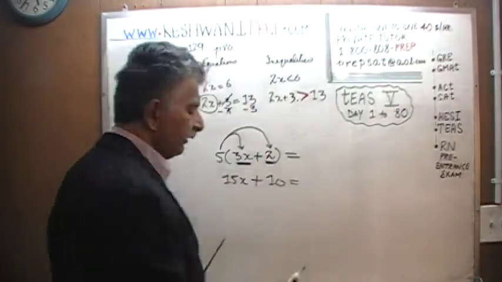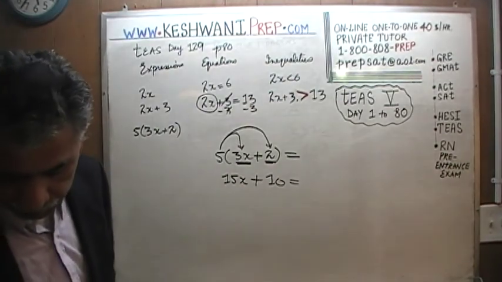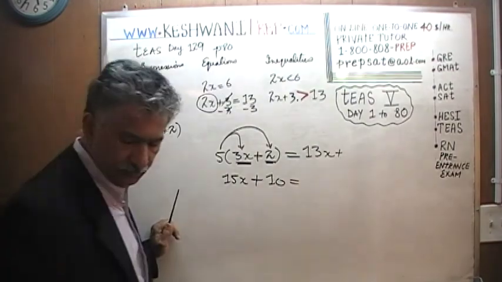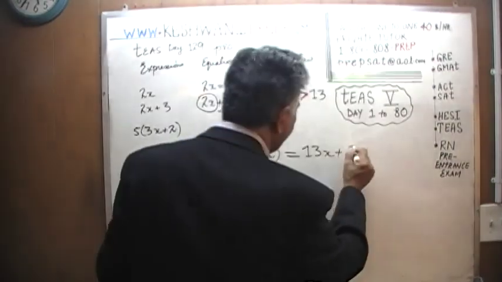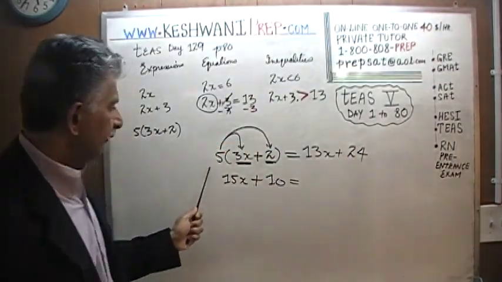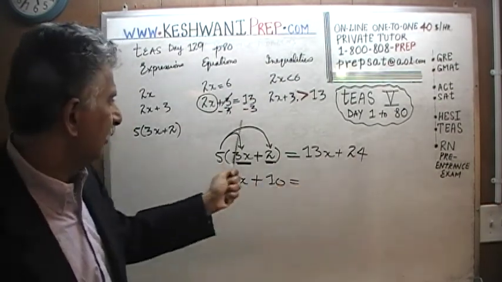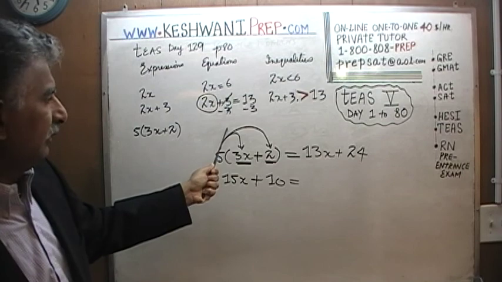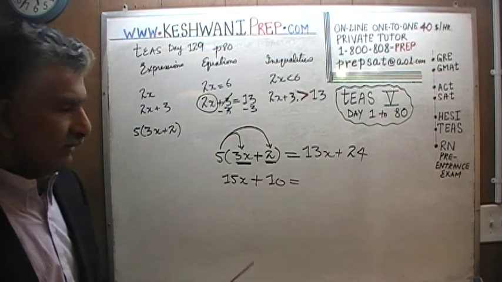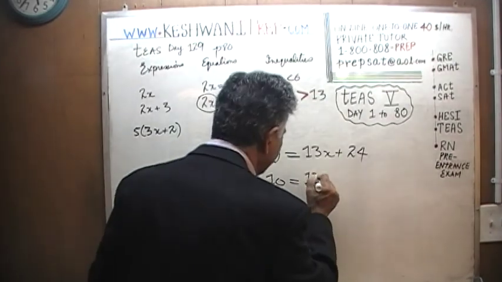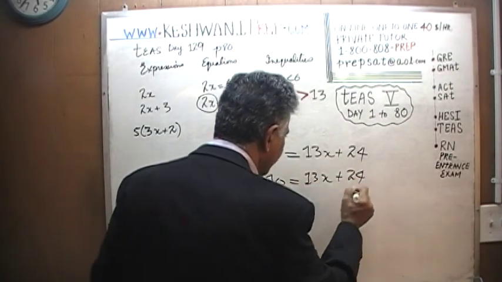Let's put something else on the other side. How about 13x plus 24. This equation that you see there, 5 times 3x plus 2 equals 13x plus 24. Let's see what's the value of x in this case. So 13x plus 24 is going to come down.